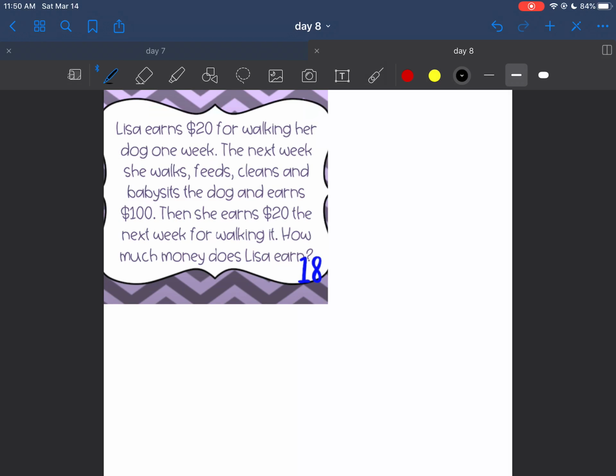All right, example 2. Lisa earns $20 for walking her dog in 1 week. The next week, she walks, feeds, cleans and babysits the dogs and earns $100. Then she earns $20 the next week for walking it. How much money does Lisa earn?